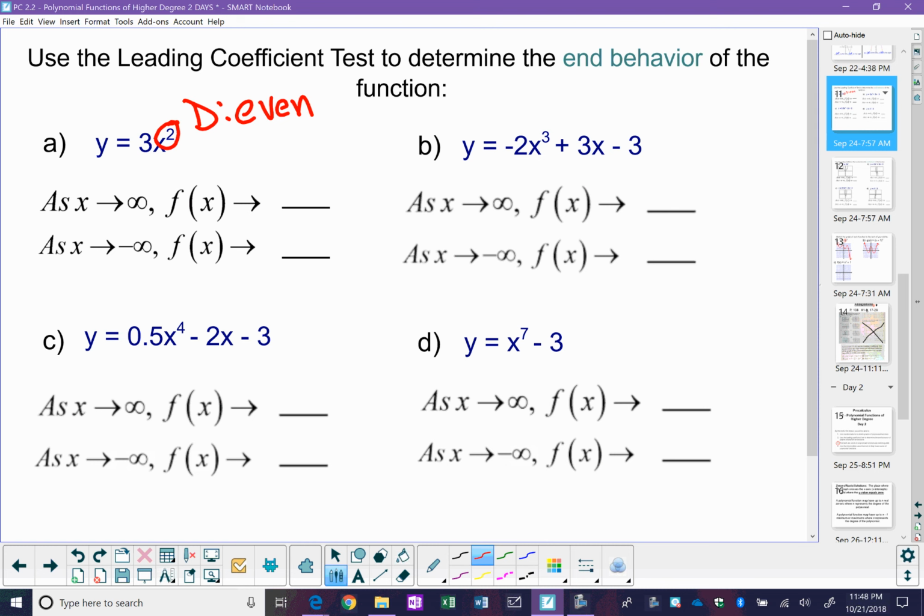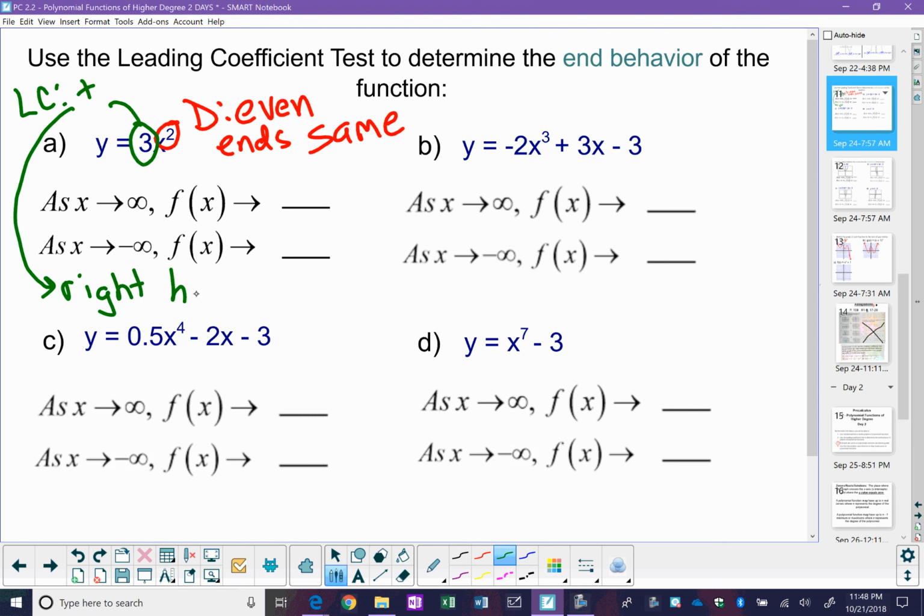When your degree is even, it tells you your ends go in the same direction. Then I'm going to look at that leading coefficient, and you ask yourself, is it positive or negative? The leading coefficient always represents the right hand behavior. If it's positive, it goes up. If it's negative, it goes down.